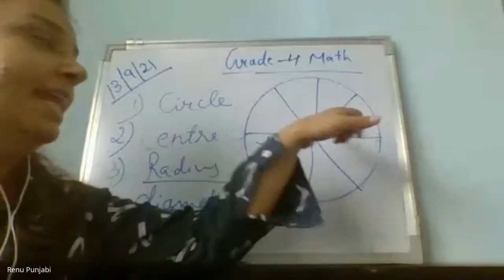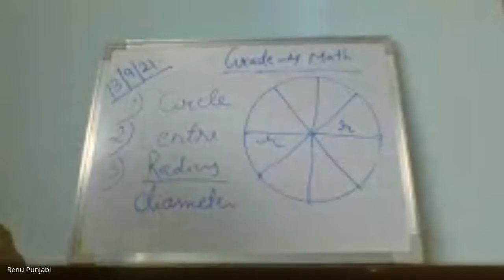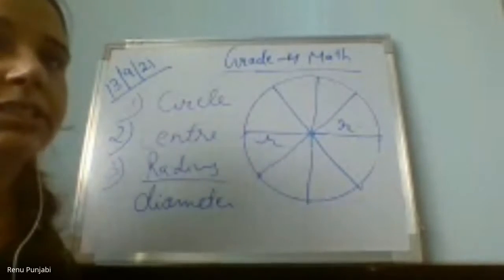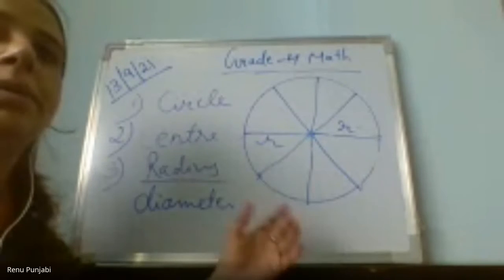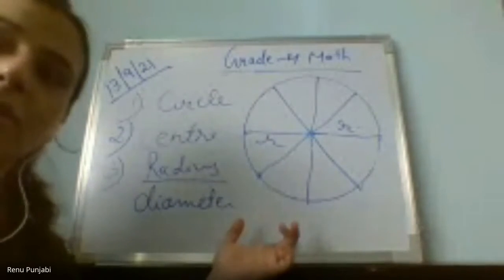For the radius, one end is on the center and one end is on the circumference. But for the diameter, both ends are on the circumference. And you can draw infinite diameters in a circle. Infinite means there is no limit. आप कितने भी diameters draw कर सकते हैं circle के अंदर. Got it, everyone?